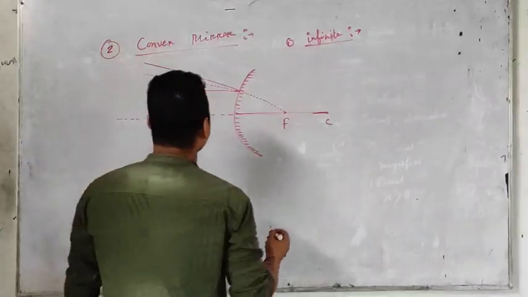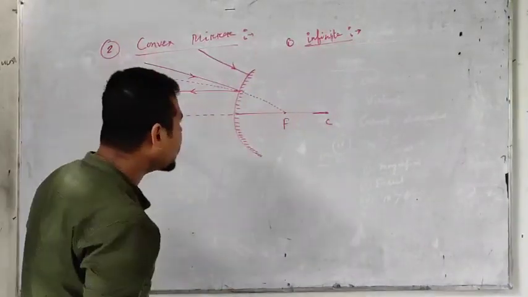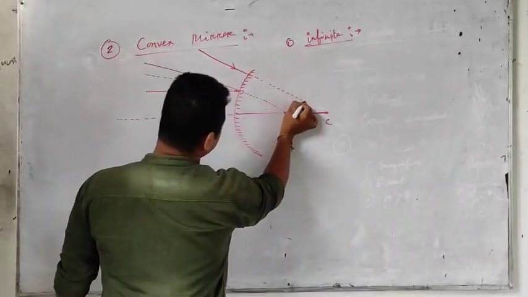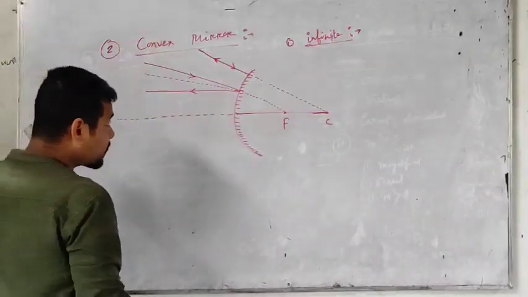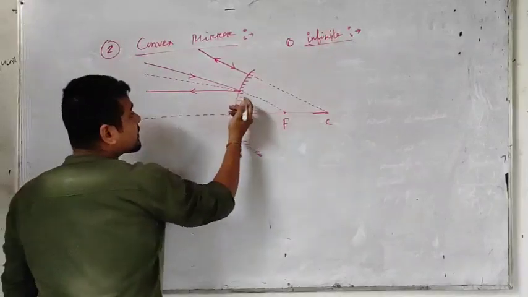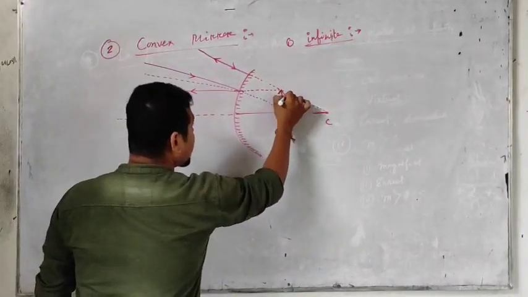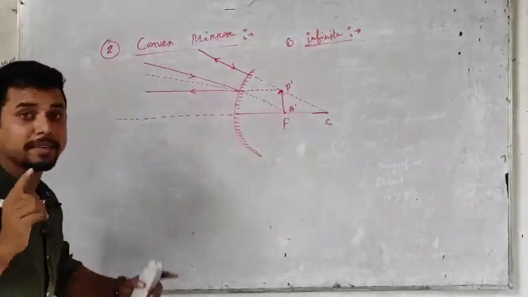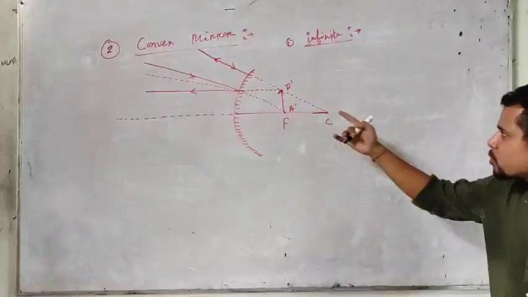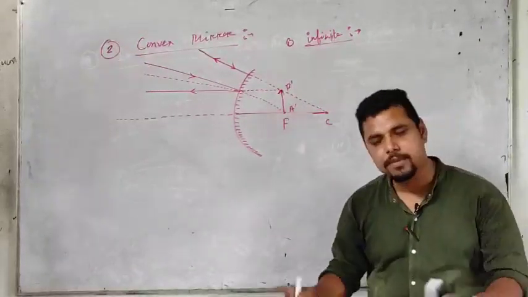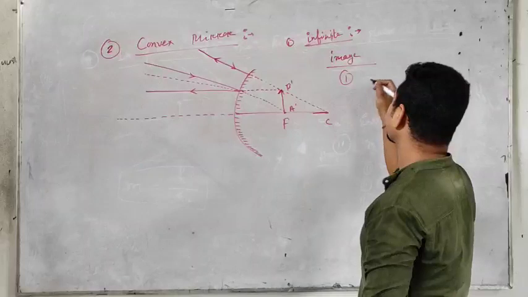Okay, next, another ray is coming from infinity and it seems like it is passing through the center of curvature, but it will reflect like this way. The reflected rays appear to diverge, so the image is formed at the focus, a virtual focus on the convex mirror. That means a virtual image forms. Yes, so the image is at focus.